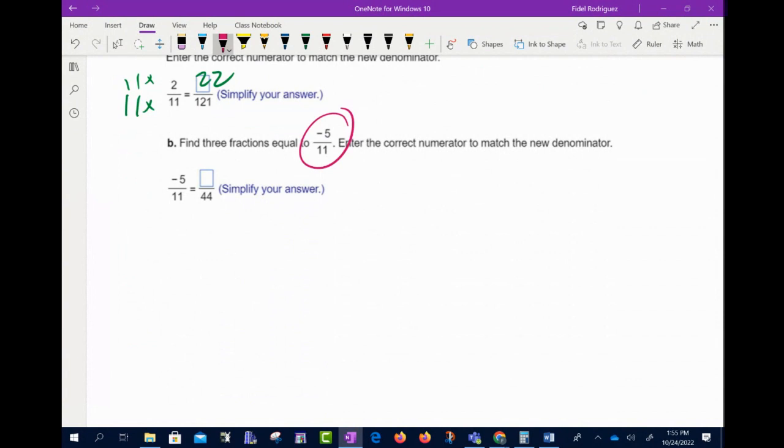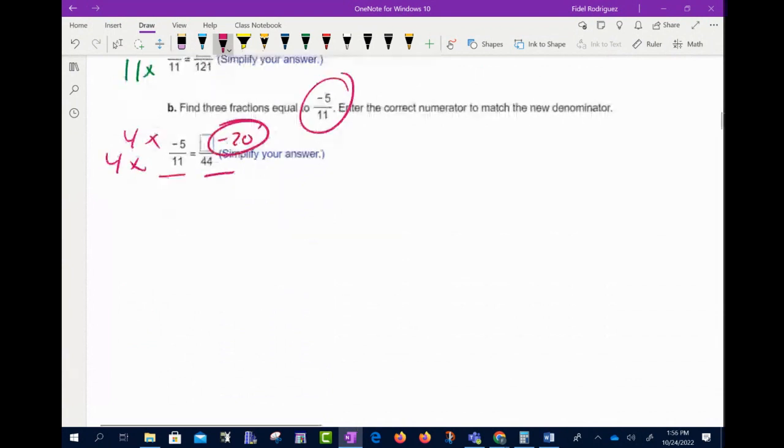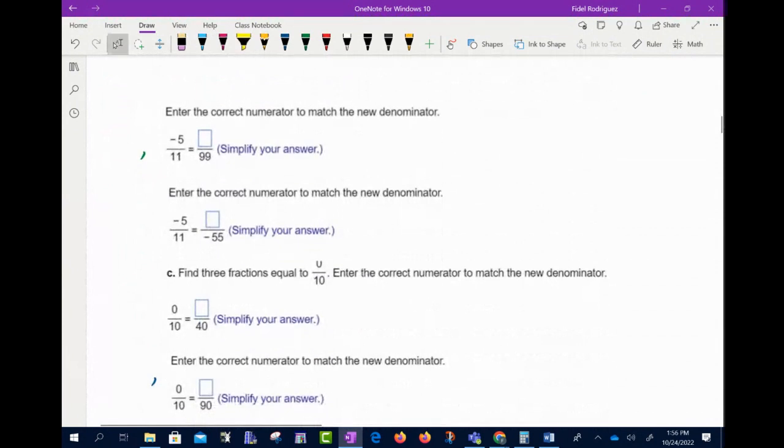Now we just got a different fraction. Okay, but look, 11 times what is 44? We're going to multiply that by 4. So 4 times negative 5 is actually a negative 20. Okay. 11 times what is 99? 9. So 9 times negative 5 is actually a negative 45. Okay. And same thing for this next one. 11 times what is negative 55? A negative 5 here and a negative 5 there. That's a positive 25. Okay.